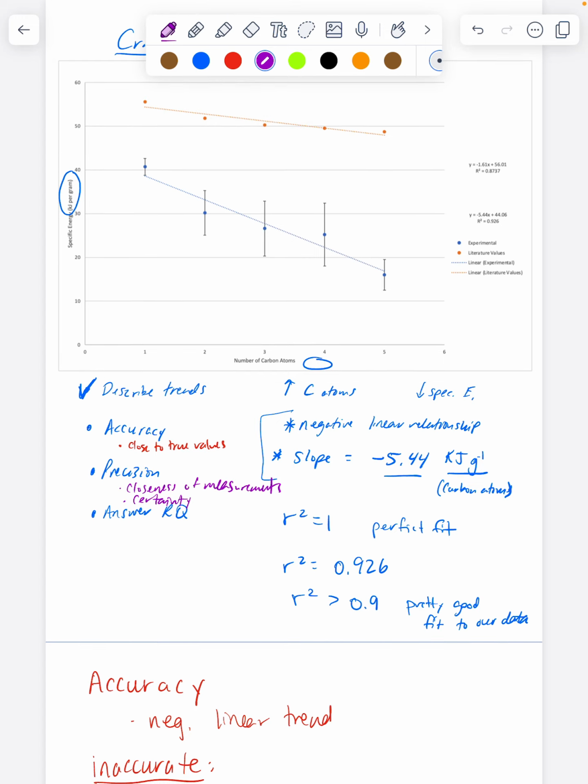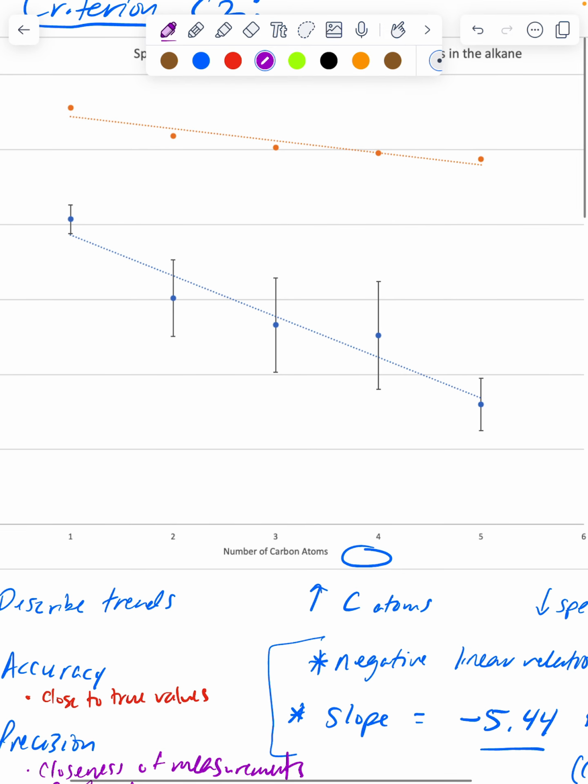So if we look at our data, the thing that represents precision for us are these error bars.